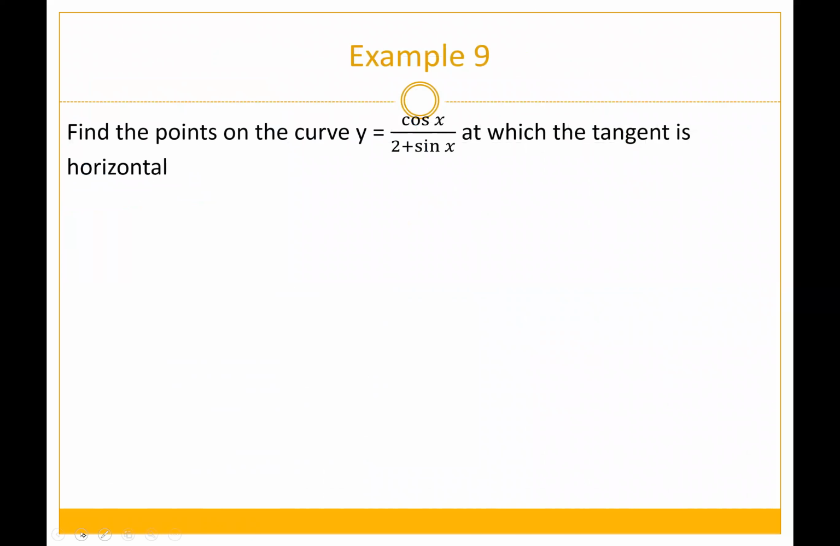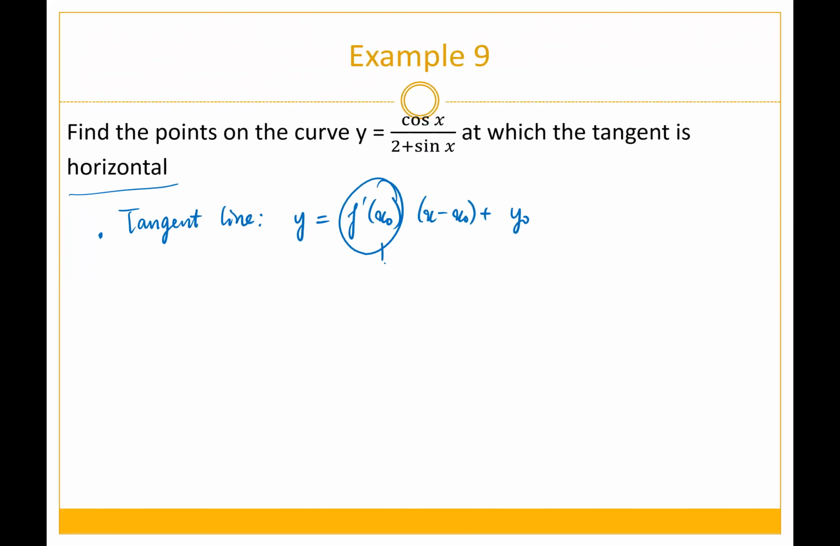Now we're going to go to the last example. Example 9: find the points on this curve at which the tangent is horizontal. Now, as I said, I'll ask you what's the general formula of a tangent line. The general formula of a tangent line is the one I just wrote down in the previous example. When you have a horizontal tangent, it means that the slope is equal to 0. Say this is the horizontal tangent. So the slope is 0.